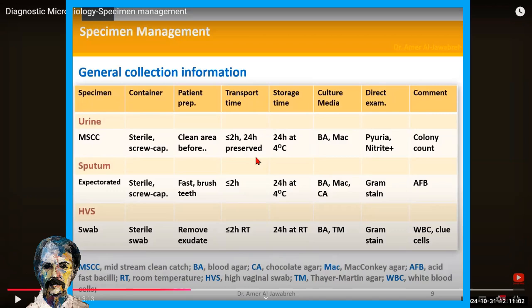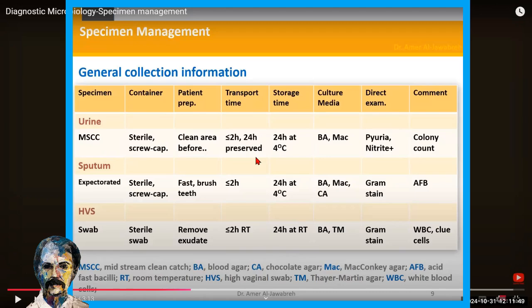So the specimen is MSCC: midstream, first portion of the urine in the toilet, and clean catch. Clean the area, and this is called MCC. Container: sterile, screw cap. Nowadays it's all screw cap. You have to screw it 3-4 times until it's properly sealed and closed, and it should be sterile. You cannot make a urine culture in a non-sterile urine cup. That's very obvious. Patient preparation.